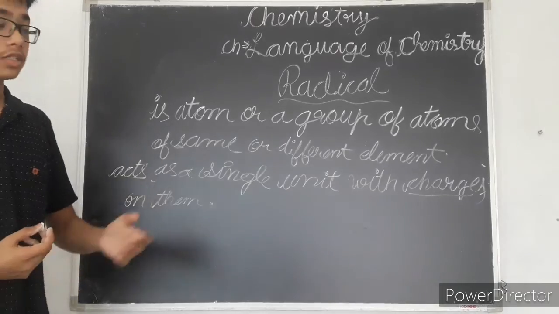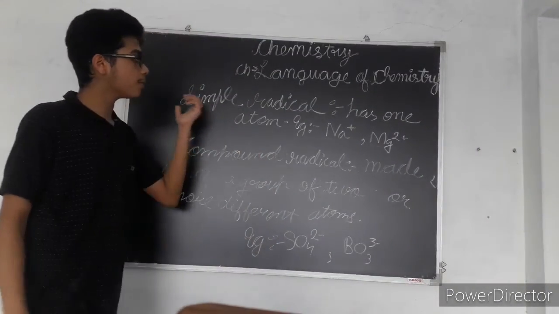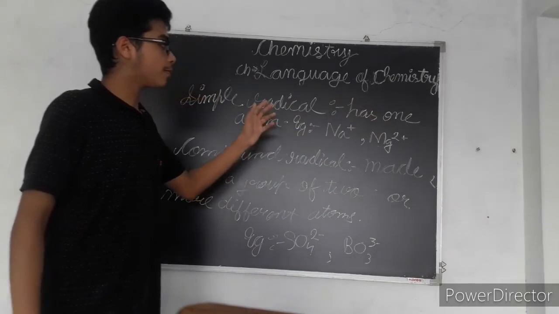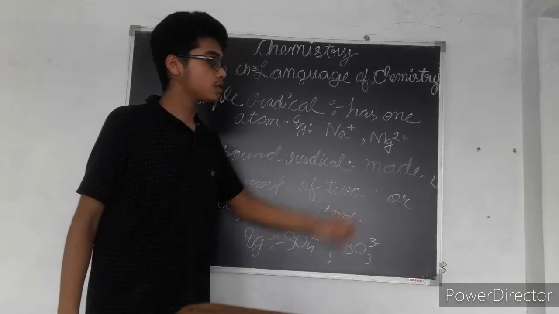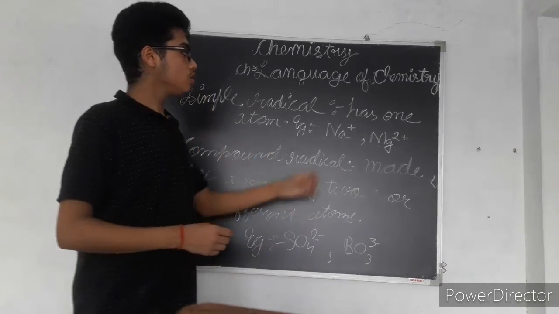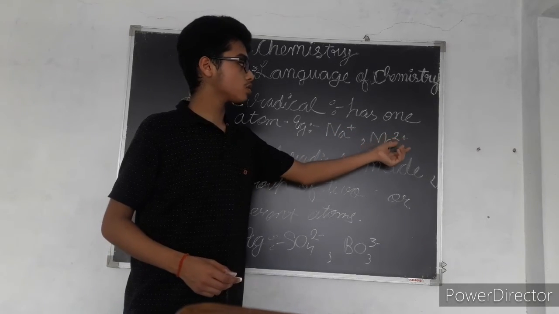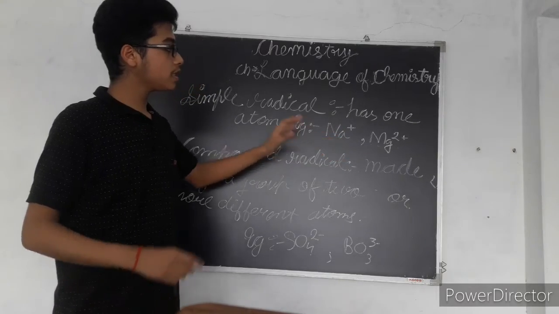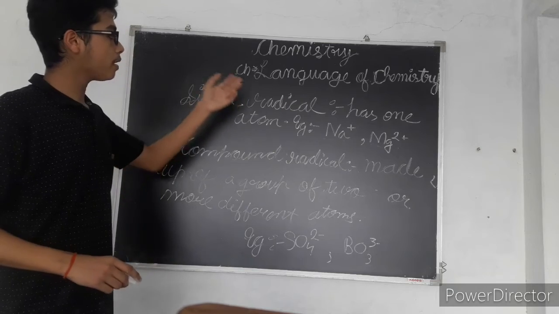Now we will study about simple and compound radicals. A simple radical means it has one atom. Examples are Na and Mg. I have told you that a radical is represented by its charge. So sodium has a charge and magnesium also has a charge, and it is only Na, so it is representing that it is one atom. These two are examples of simple radicals.